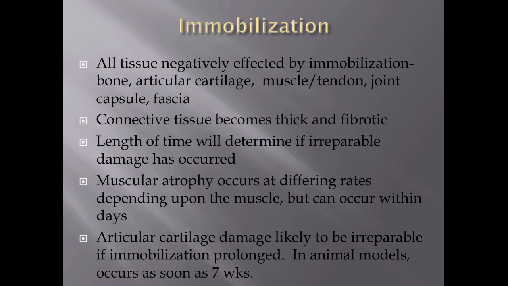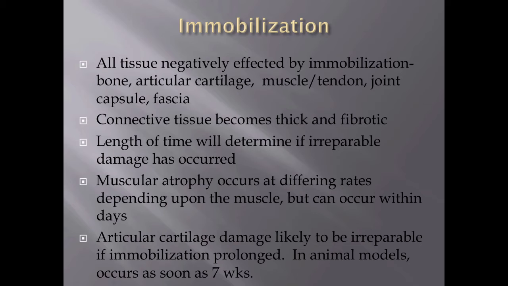All tissue is negatively affected by immobilization, including bone, articular cartilage, muscle, tendon, joint capsule, and fascia. Connective tissue becomes thicker and fibrotic. The length of time will determine if irreparable damage has occurred. So if you immobilize a part for too long, then it's never going to return back to its pre-injured or pre-immobilized state. Muscular atrophy occurs at different rates depending on the muscle.